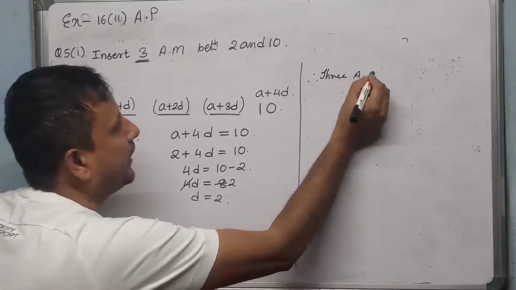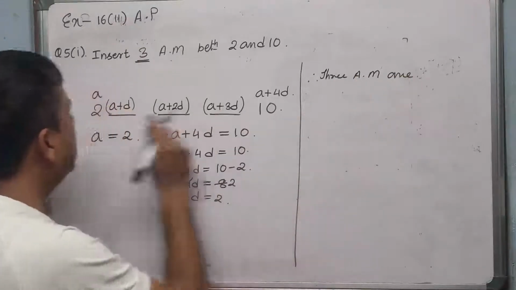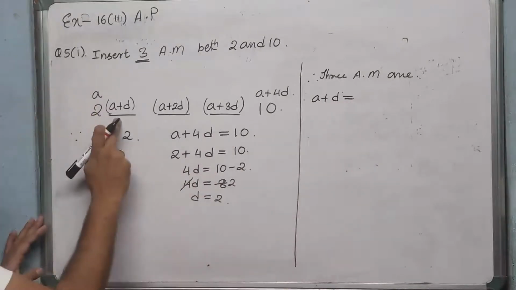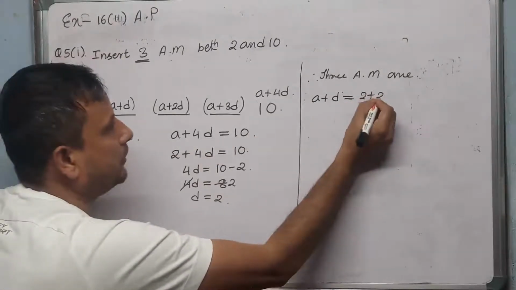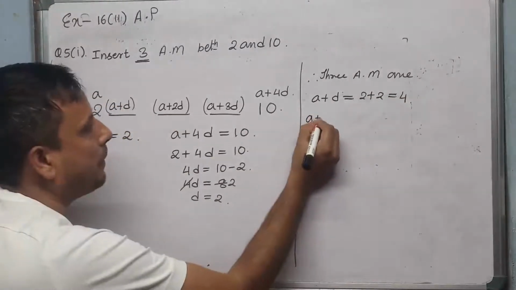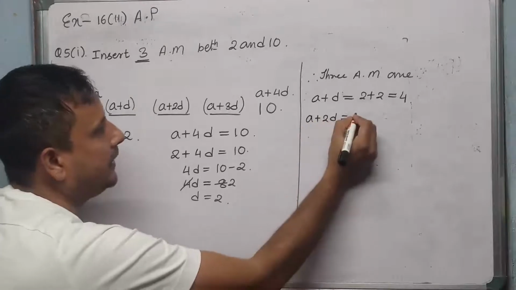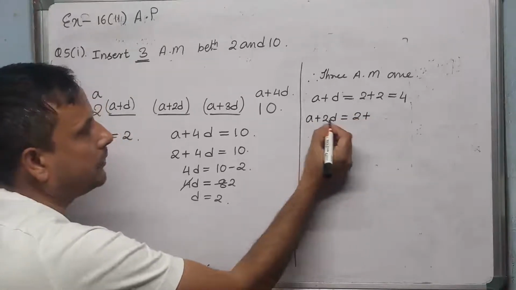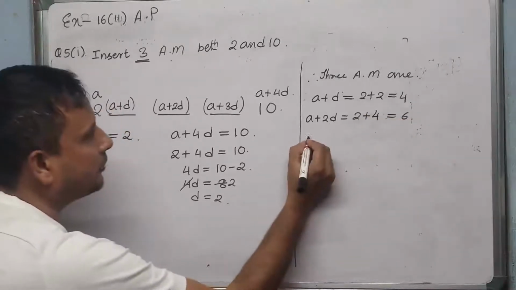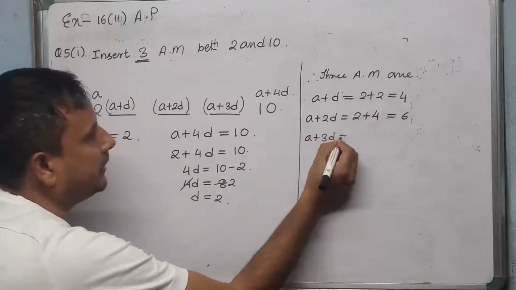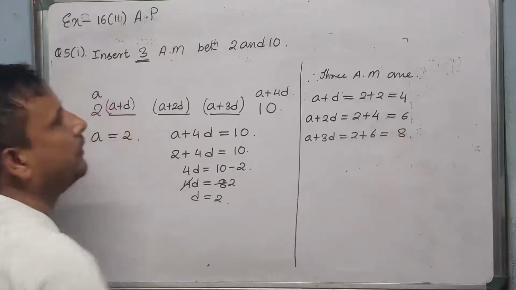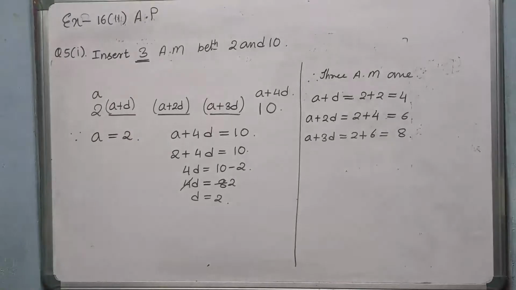Now after getting the values of a and d, the 3 arithmetic means are: the first mean is a plus d, that means 2 plus 2, which is 4. The second mean is a plus 2d. Substituting the values of a and d, 2 plus 2 twos, 2 twos are 4, so it is 6. Then the last one, a plus 3d: 2 plus 3 twos, 3 twos are 6, 6 plus 2 is 8. So 4, 6, 8 are the 3 arithmetic means.